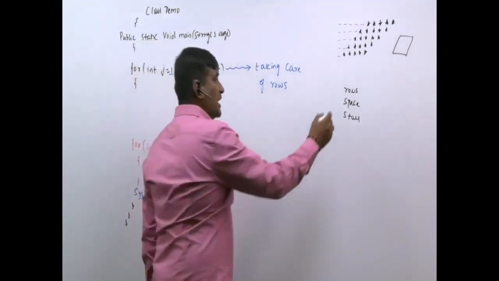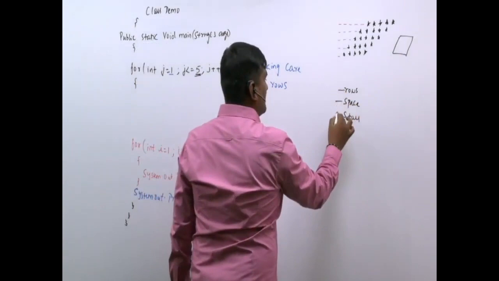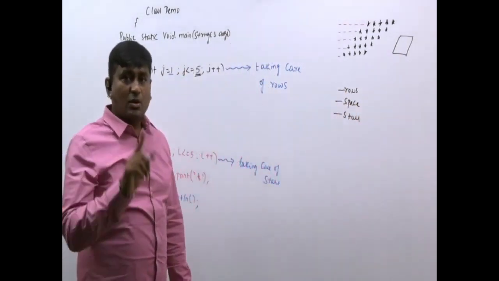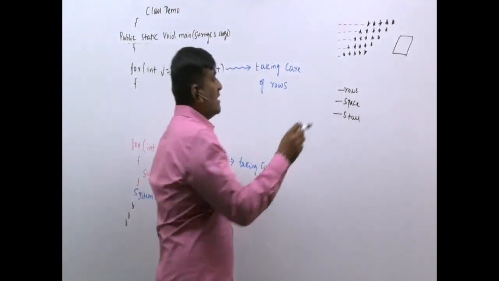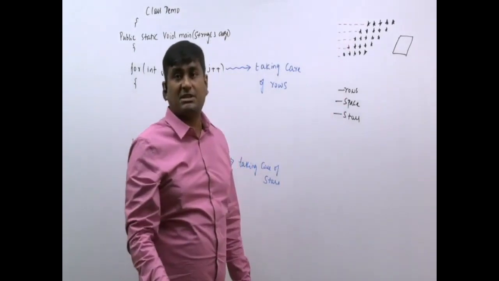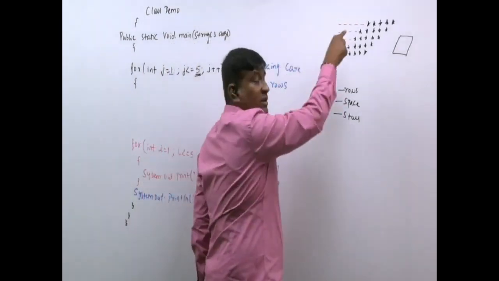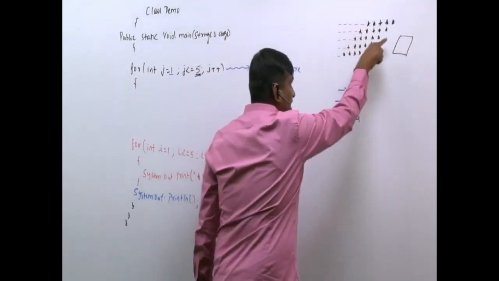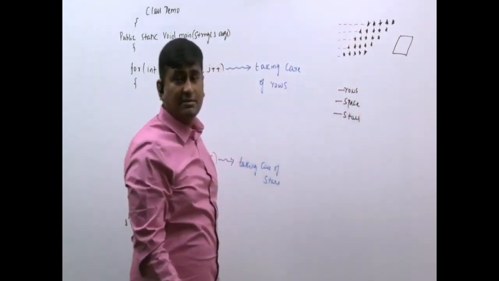So one for loop to take care of rows, one for loop to take care of space, one for loop to take care of what? Stars. Tell me, who will come first? Rows or space or stars? Sir, space. No. Always remember, rows is the one who comes first. In a row, space and stars are there.